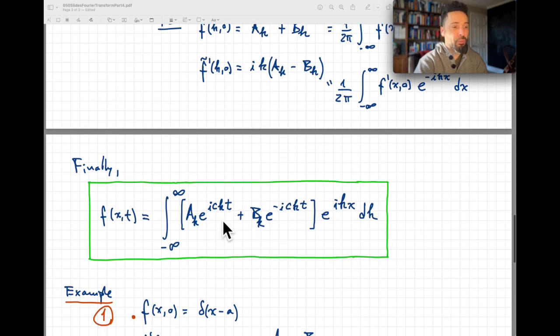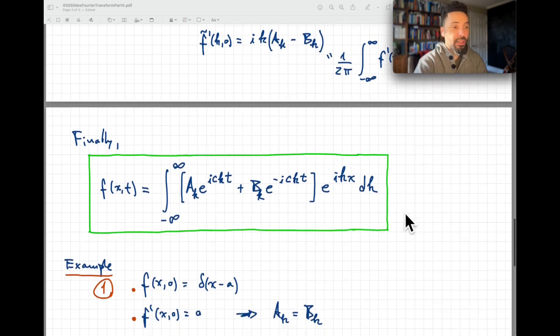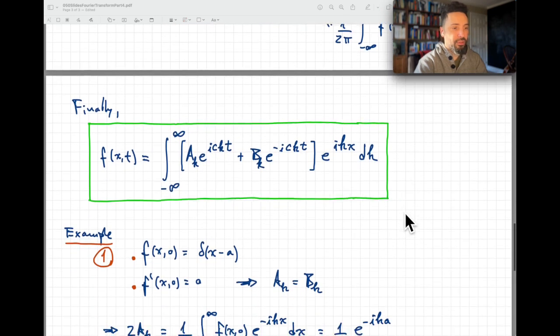This, of course, represents waves that move in one direction and in the opposite direction. So the relationship between x and time is connected by this speed c, but it also tells you that the wave is moving either to the left or to the right. Here, this contribution of ak represents the wave moving to the left, and the one for bk, the wave moving to the right. Now, let's see an example to fix ideas and see how this actually plays out.